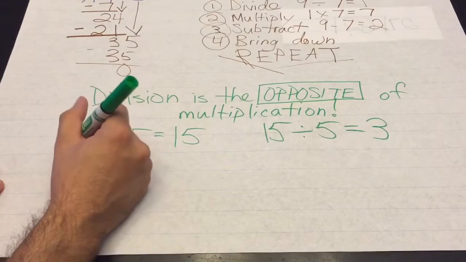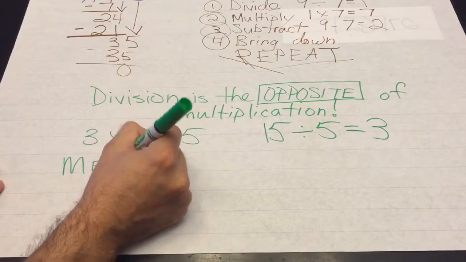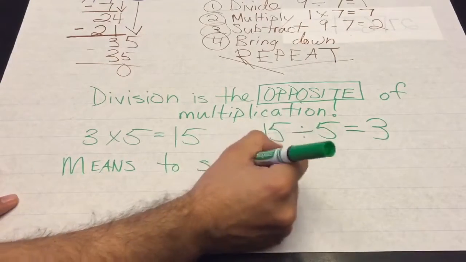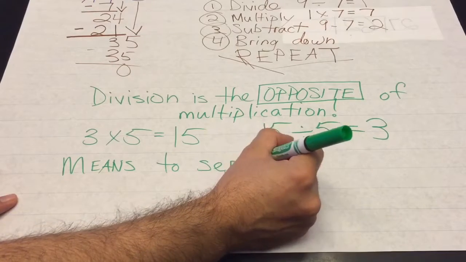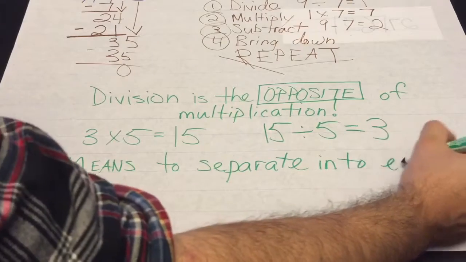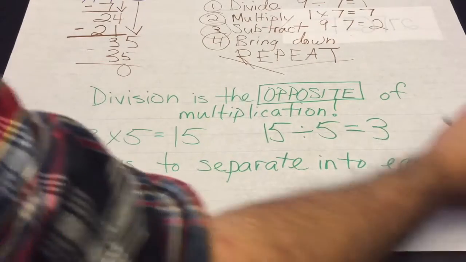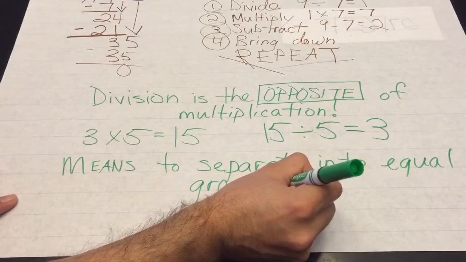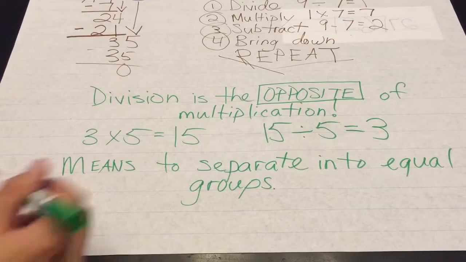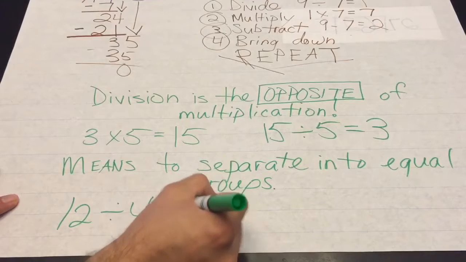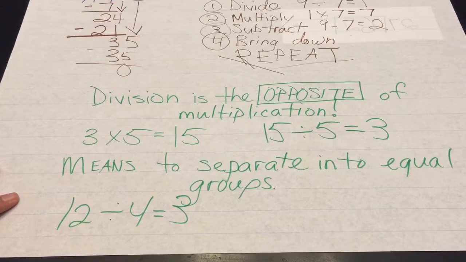Division means, guys, to separate into equal groups. And what does that mean exactly? To separate into equal groups. Well, it means this. If we were to have the problem 12 divided by 4, which we know equals 3, how are we going to divide that? How are we going to separate that into equal groups?